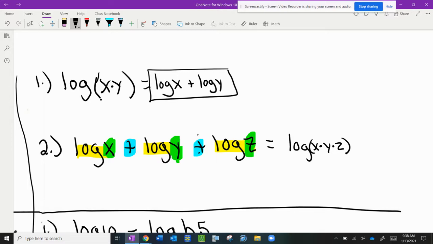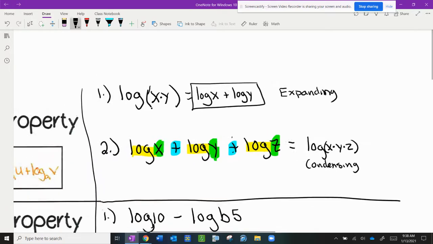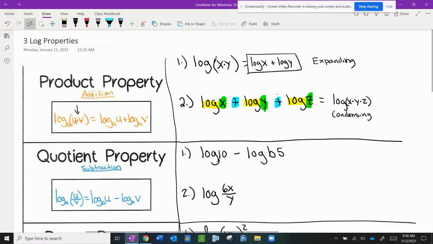First one would be called expanding. And this one would be called condensing. And you can write this on the flap, like when you open up the product property, the one that's glued in, not underneath the property.